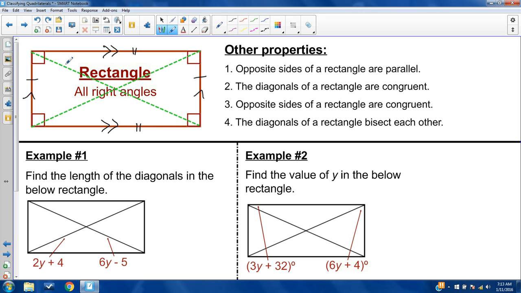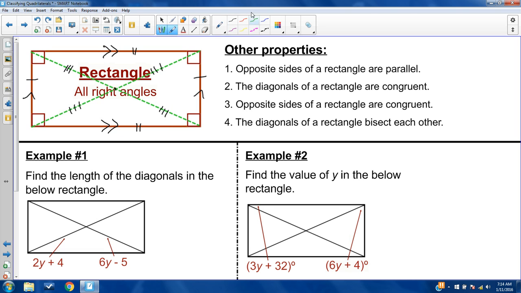Now, not only do they bisect each other, but because the diagonals are congruent, then these segments that are bisected are all the same segment together. Like this and this and this and this are all the same. They all meet at this midpoint. Okay, so let's do the first example here.